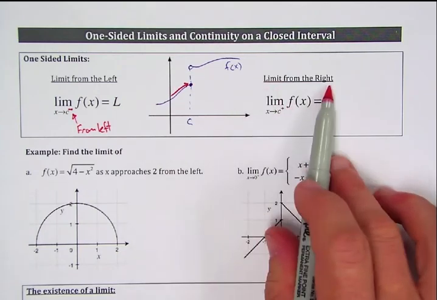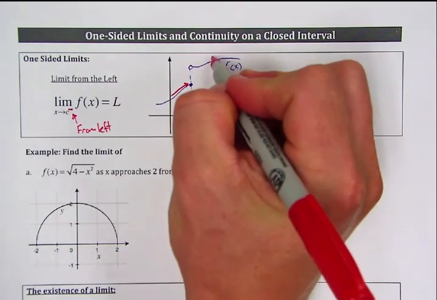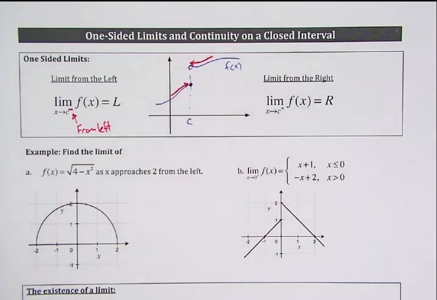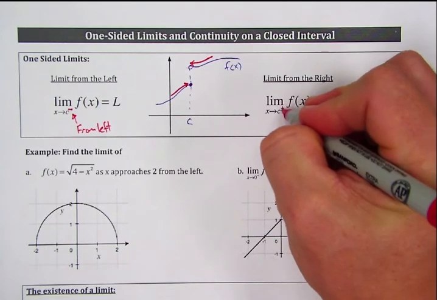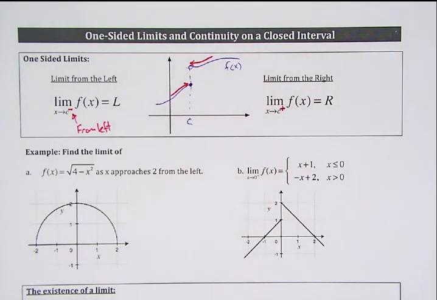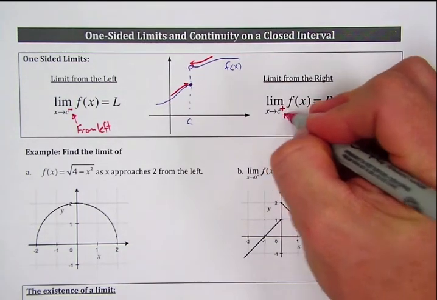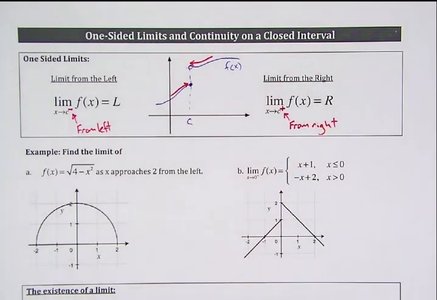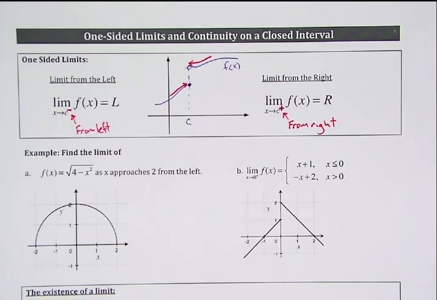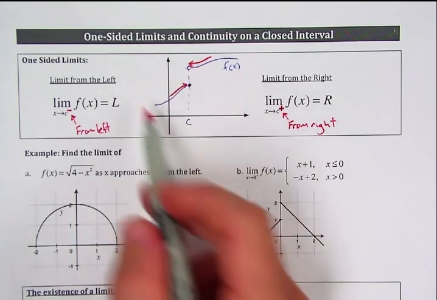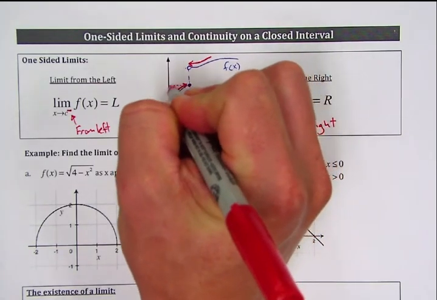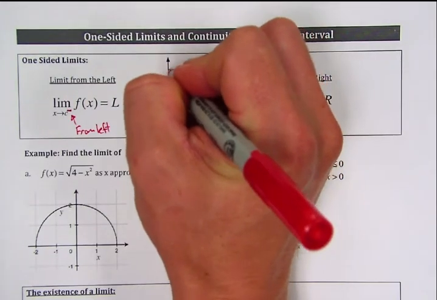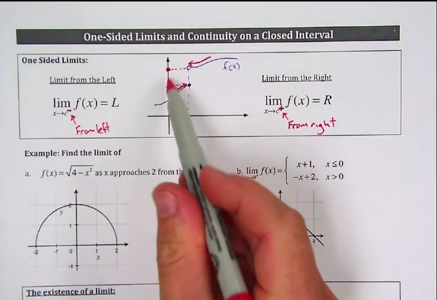Now the limit from the right is just what it says. So as x approaches c from the right, what is the intended height of the function? And the notation is going to have a plus sign right there, and that tells us that it's from the right. Okay, so in looking at this, the limit from the left would be this value right here, and the limit from the right would be this value up here.